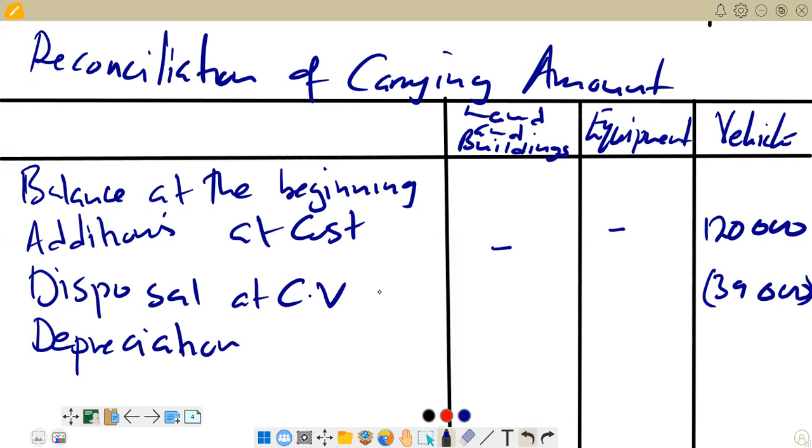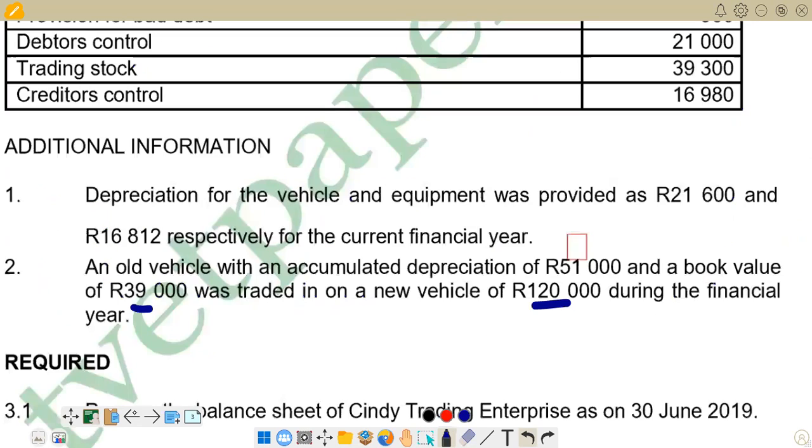Depreciation. So on depreciation, we go there again to see what depreciation we have. But for land and buildings, we know that there is no depreciation, so we're just going to leave it blank there. And we check depreciation for equipment and vehicles. If you come back here, you would see that we are given depreciation at item 1. Depreciation of the vehicle and equipment was provided as 21,600 and 16,812 respectively for the current year.